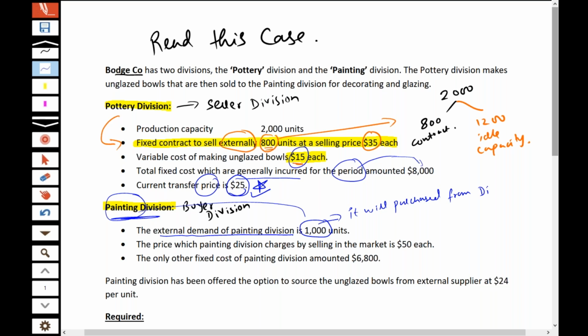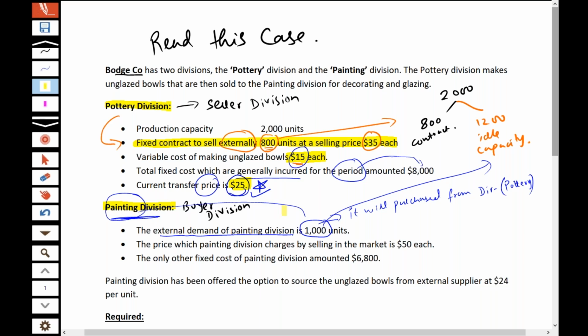It will be purchased from division pottery. That is 1,000 units. The transfer price is agreed. See, the question is so simple. The question has given you the transfer price. Then what will be the requirement?